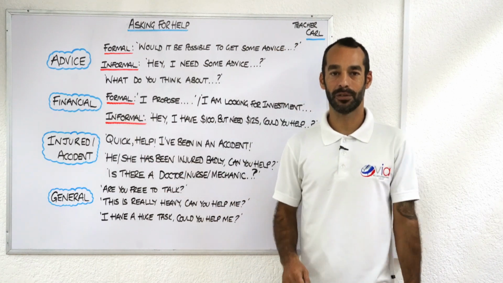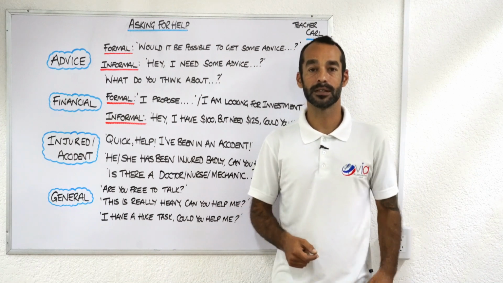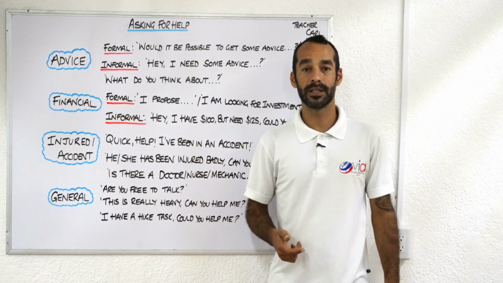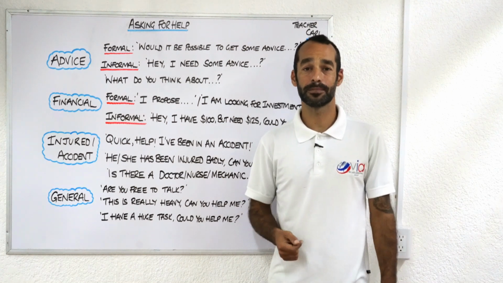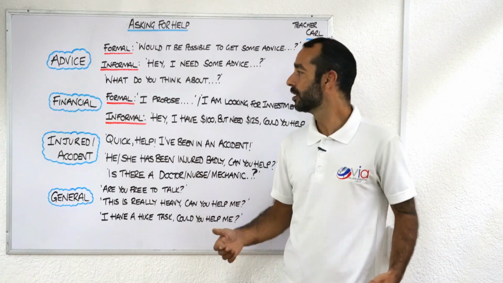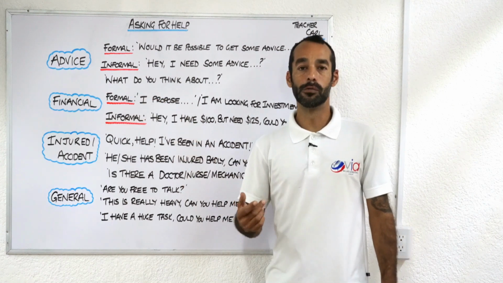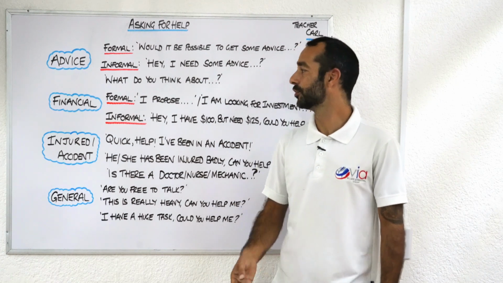Secondly, financial help. Now, people ask for financial help for many different reasons. Maybe they would like to start a business and they need some investment, or maybe simply they need to just buy some food for the end of the week and they don't quite have enough money. So again, we could adopt formal tones and informal tones depending on who we're speaking to.